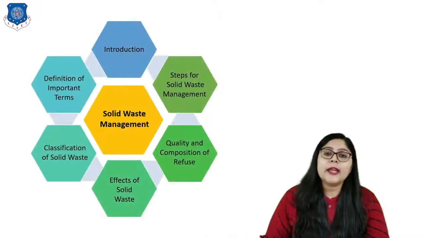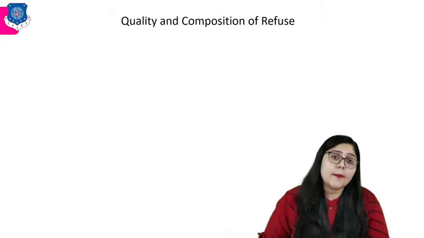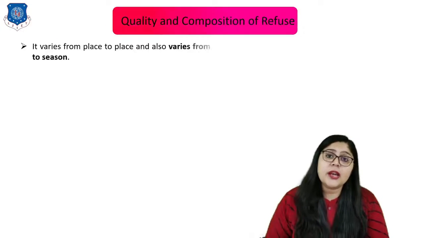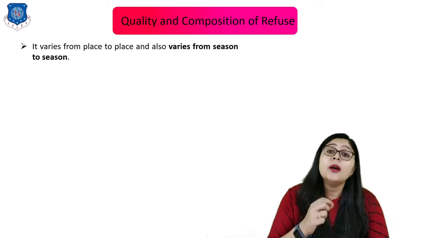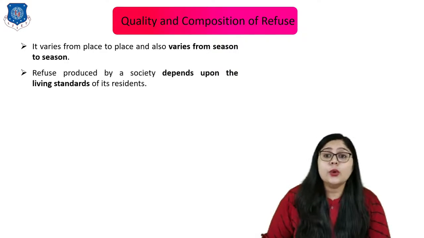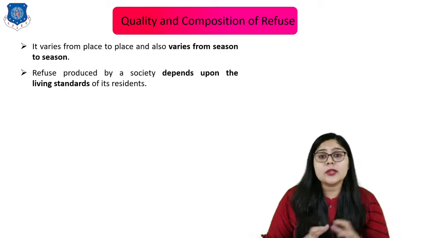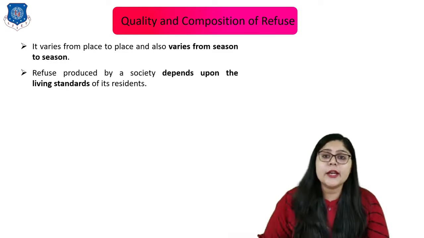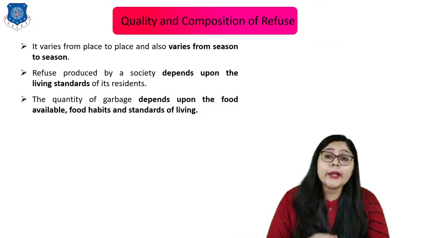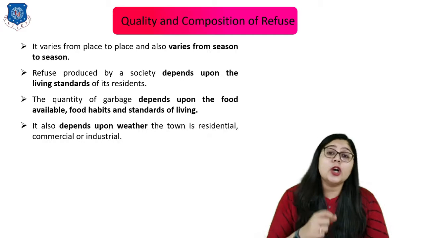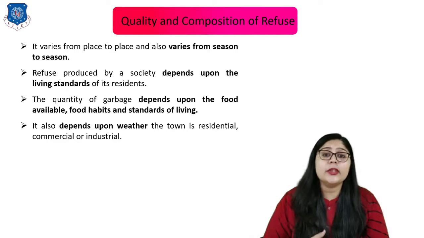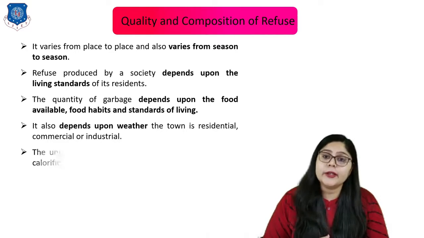Now let us move to the next topic, which is quality and composition of refuse. It varies from place to place and from season to season. Refuse produced by a society depends upon the living standard of its residents. The quantity of garbage depends on the food available, food habits and standards of living. It also depends upon whether the town is residential, commercial or industrial.